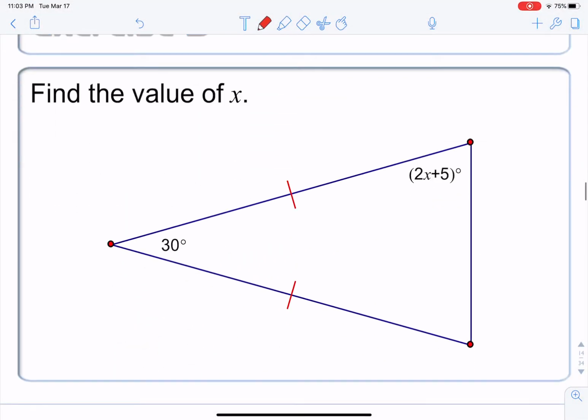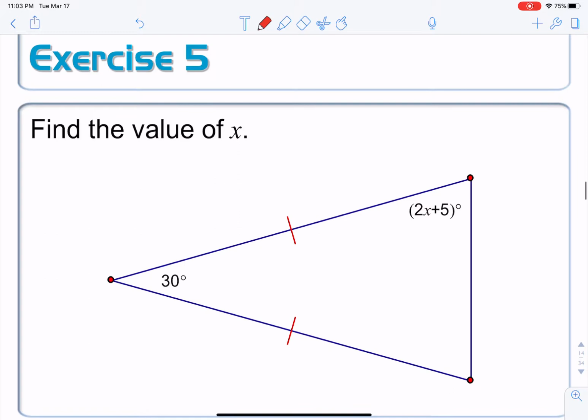All right, so what we should get here is that all three of these angles, of course, should add up to 180 degrees. And right now, I'm just going to completely ignore this 2x plus 5. Let's just get the angle measurements for all of the angles in the triangle. So I've got 180 that I'm going to subtract 30 from, and I get 150. So these two base angles, which are congruent to each other, have to add up to 150. So if I divide that by 2, I'm going to get 75 degrees.